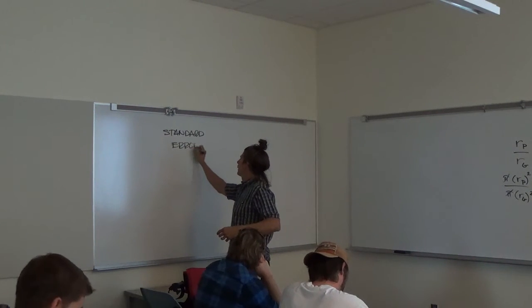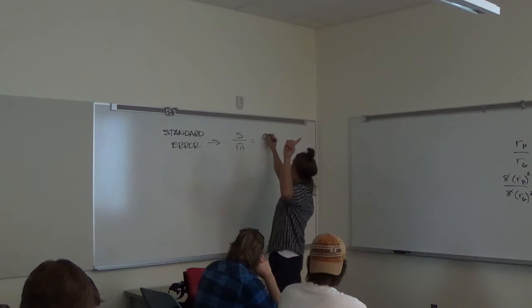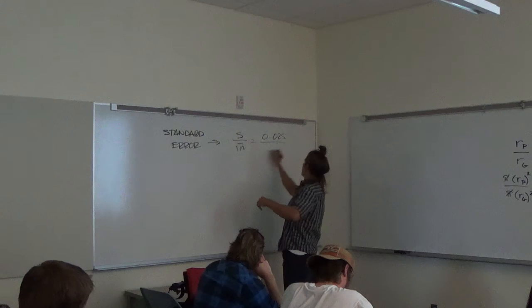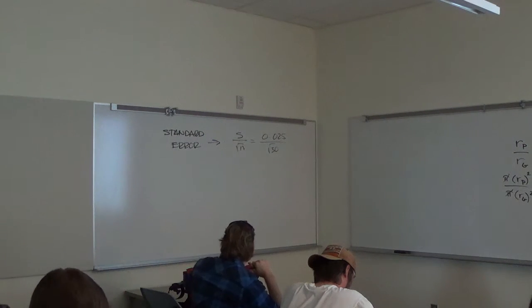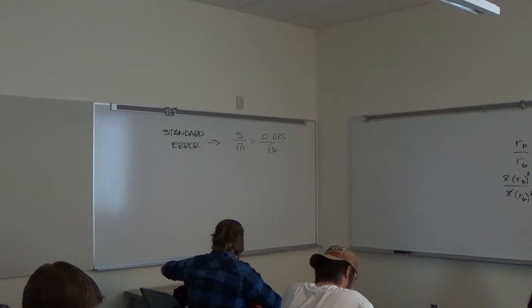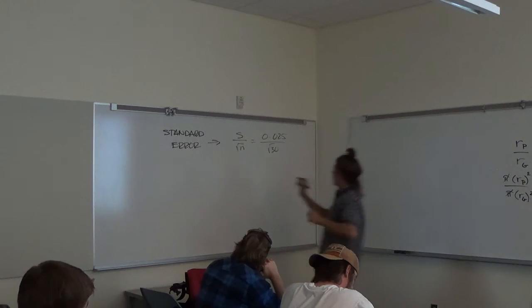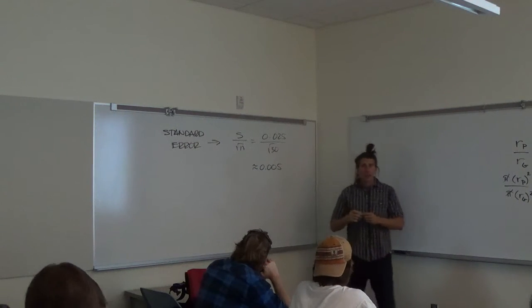Standard error, we have to take that S and divide by the root of N. So we're going to have that 0.025 pounds divided by the root of 30. Let's get a value for that. It's going to shrink it considerably, yeah? I get 0.005.